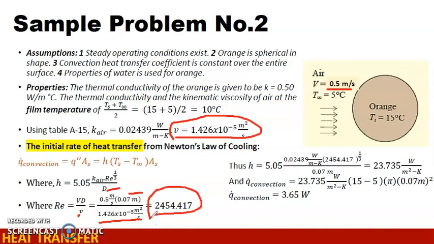our Reynolds number is 2,454.417. If you evaluate this Reynolds number, this means that the air flow is laminar, because it's less than the critical Reynolds number, which is 5 times 10 to the power of 5. So solving for h, substituting all the values in this equation here, we get the value of h, which is 23.735 watts per meter squared Kelvin.